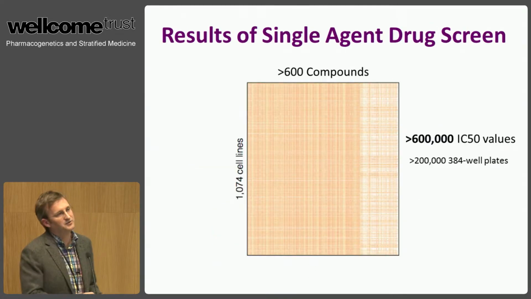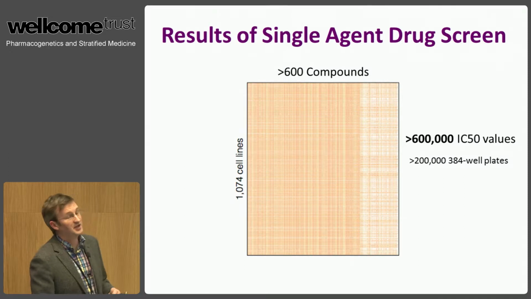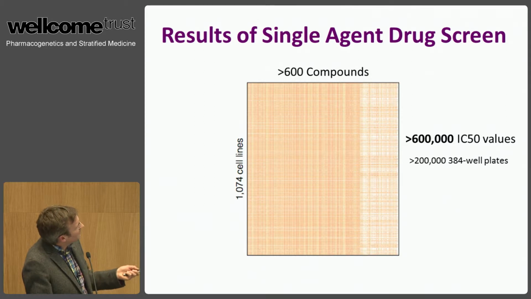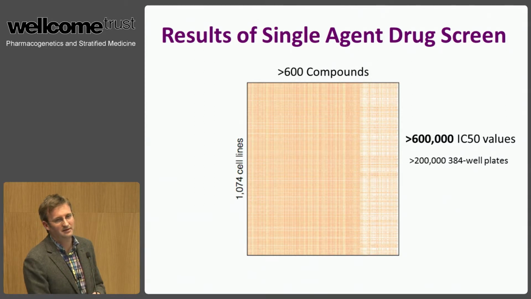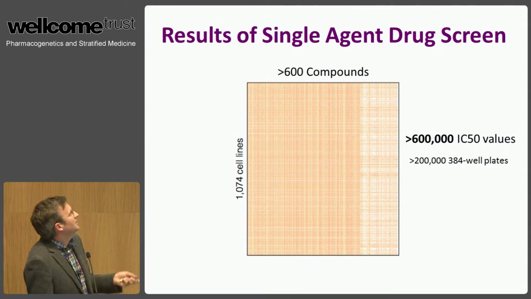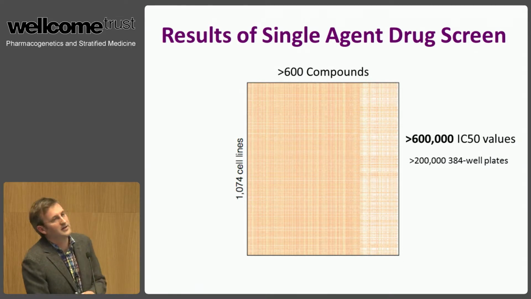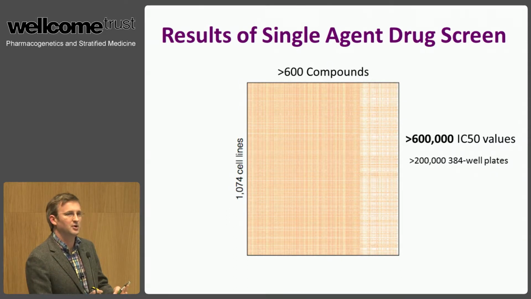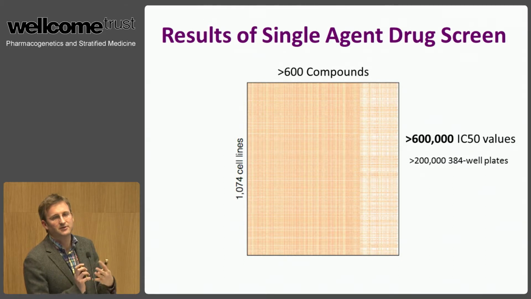So to date, we've screened just over 600 compounds across the majority of this cell line collection. So this is 1,000 cell lines, and where it's brown, we have data. We've generated over 600,000 IC50 values. And this has involved screening about 200,000 384 well plates. So it's a very large data set, as I mentioned, very deep and rich, both in terms of the amount of genetic data, but also the amount of pharmacological data.